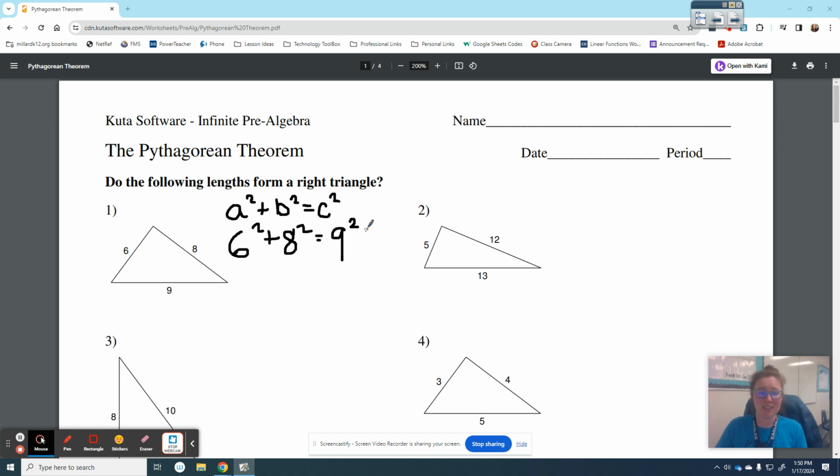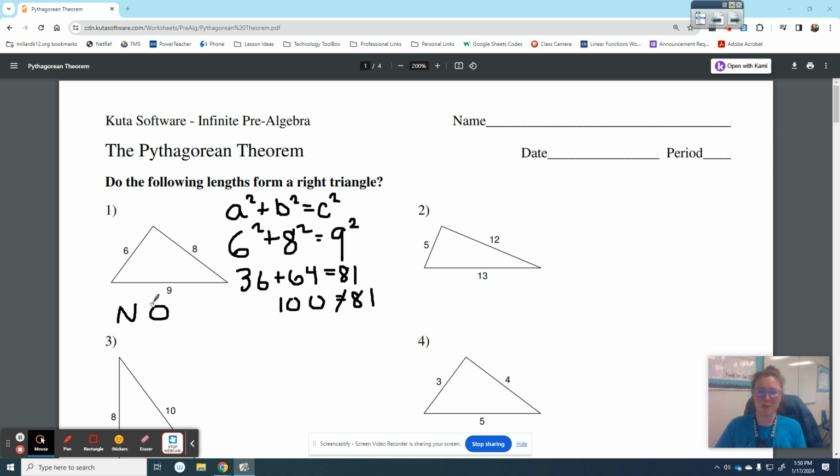Now I can solve. 6 squared is 36, 8 squared is 64, and 9 squared is 81, and let's find out if, indeed, these add up to 81. 36 plus 64 is 100, but we wanted it to be 81, so no, they're not equal. So no, this does not form a right triangle.